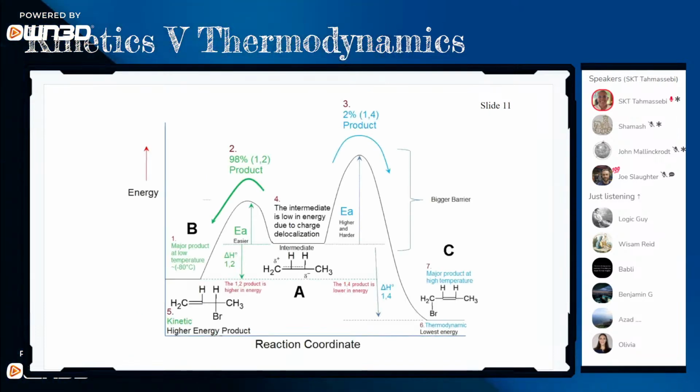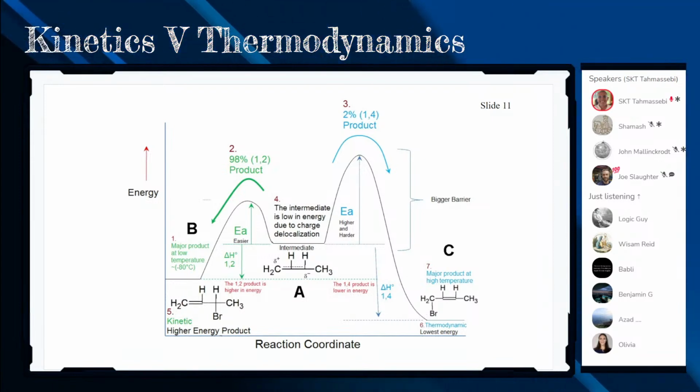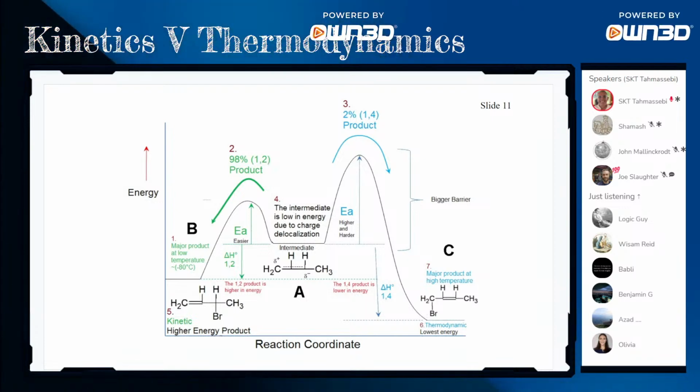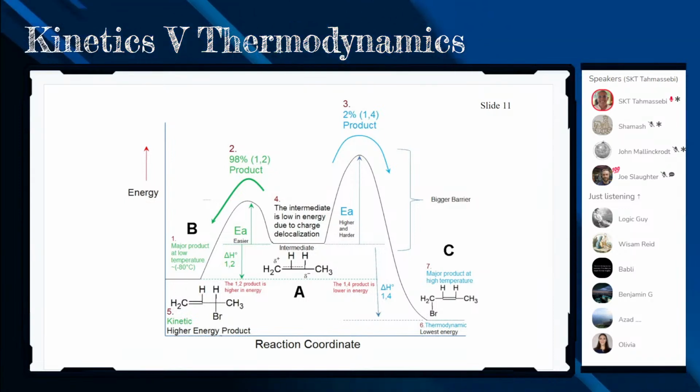In the last slide, slide 11, I have the energy diagram for this. In the middle is that carbocation that we talked about. It can go to the left, the kinetic product, because it has a much lower activation energy, and give me the 2-bromo, and eventually it can move to C, which is on the right-hand side, the thermodynamic.